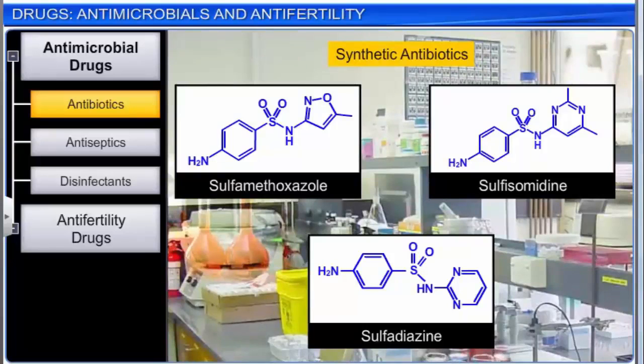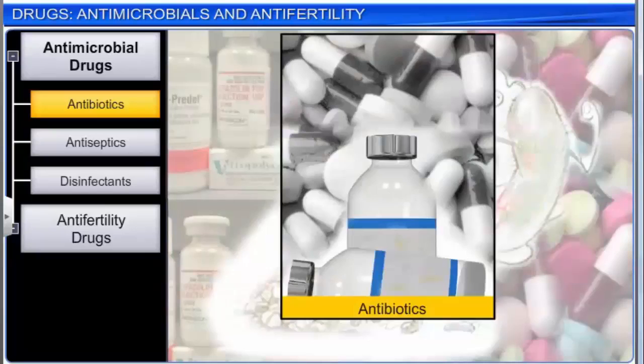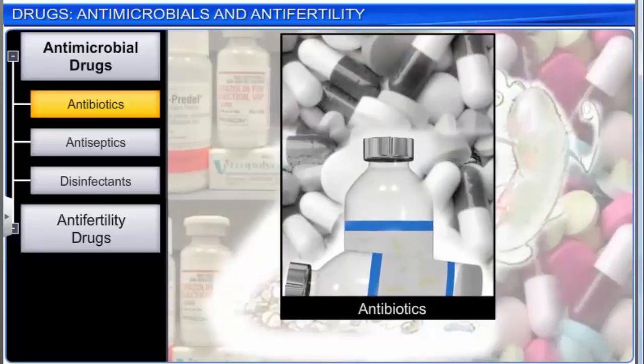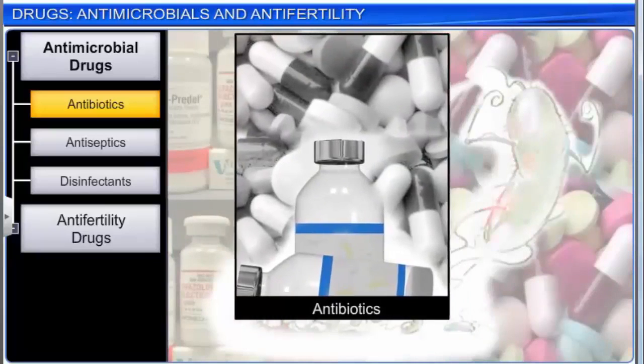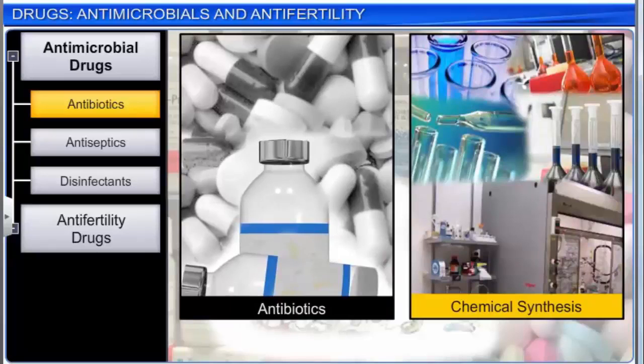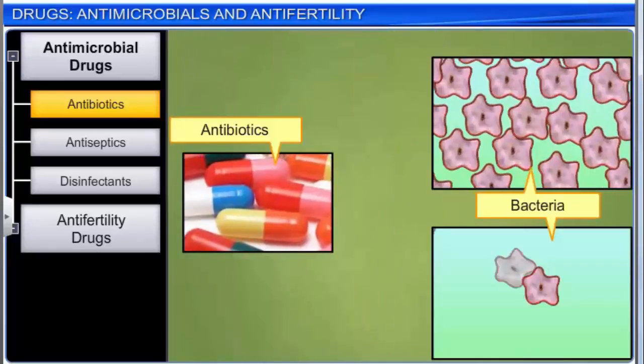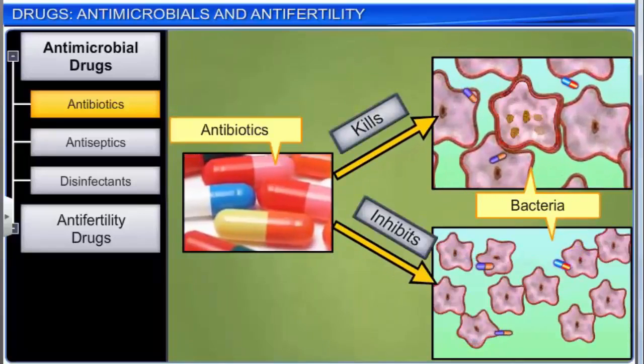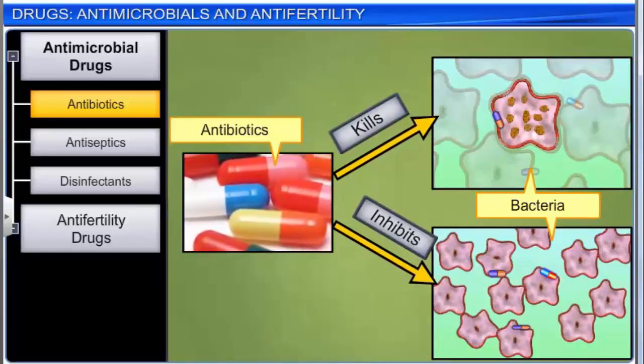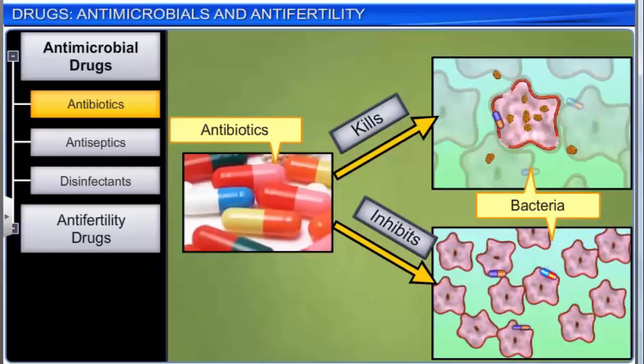An antibiotic is now defined as a substance produced wholly or partly by chemical synthesis, which, in low concentrations, inhibits the growth of or destroys microorganisms by intervening in their metabolic processes.